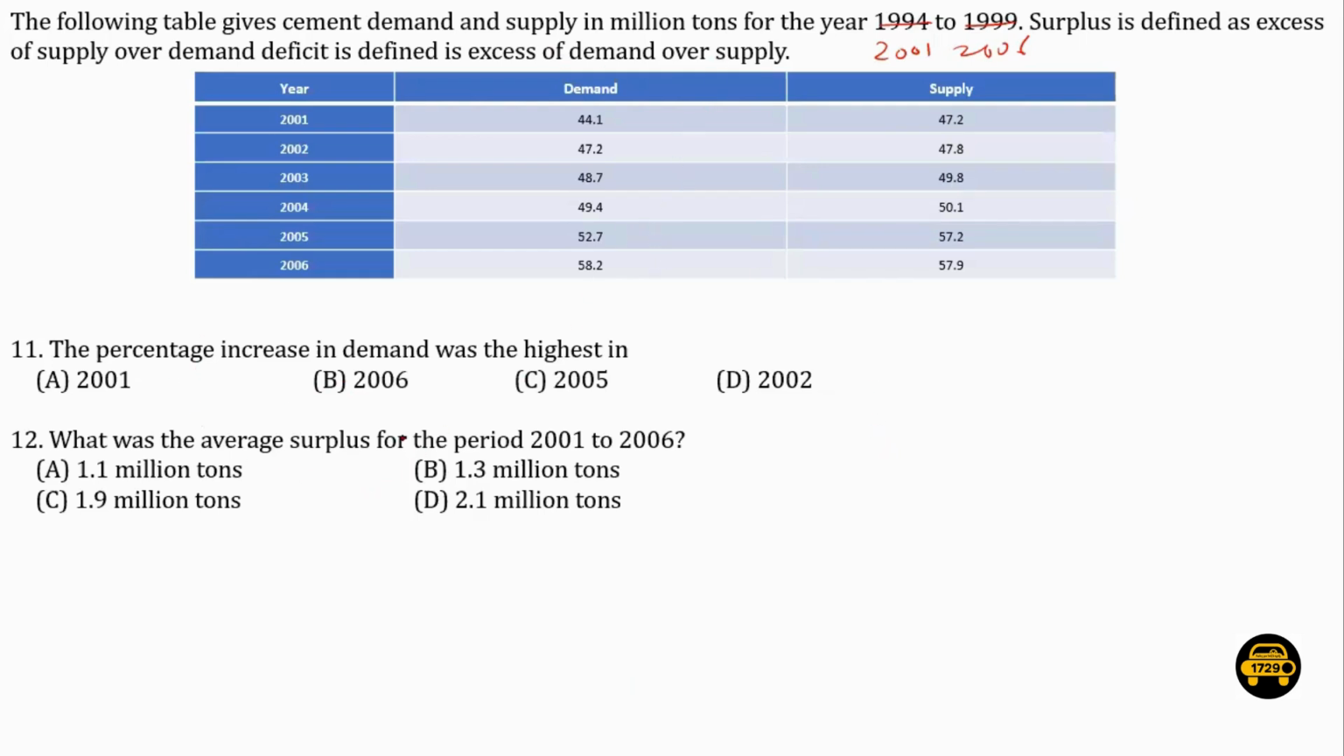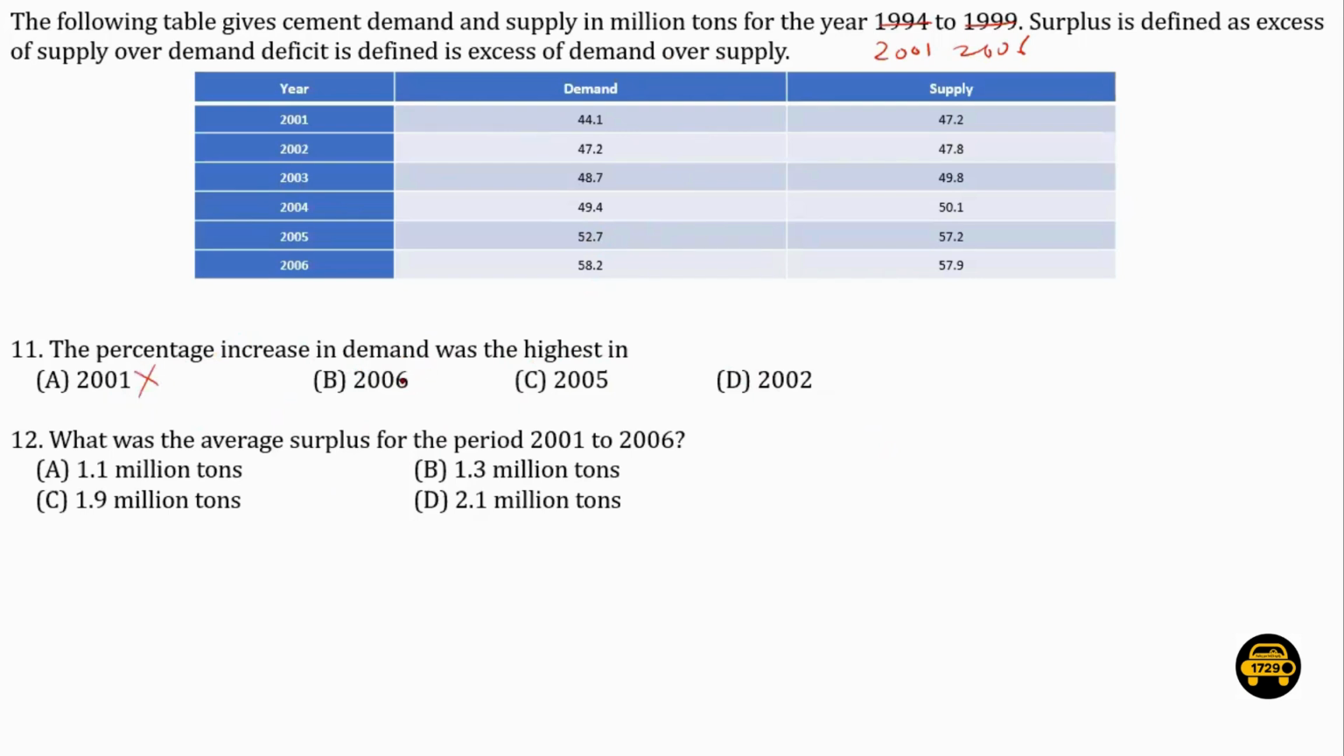Let's read out the question. The percentage increase in demand was highest in. So now we have to find out in which of the following years the percentage increase in demand was the highest. The first year is 2001. We cannot calculate the percentage increase in demand in 2001 because we don't know about the year 2000. So this cannot be the answer.